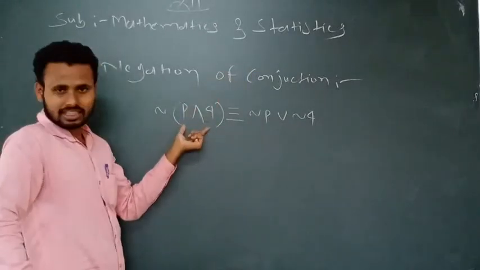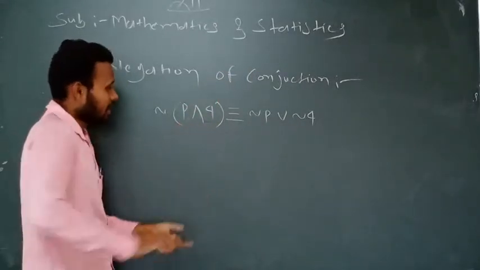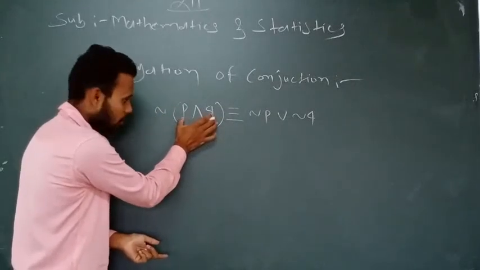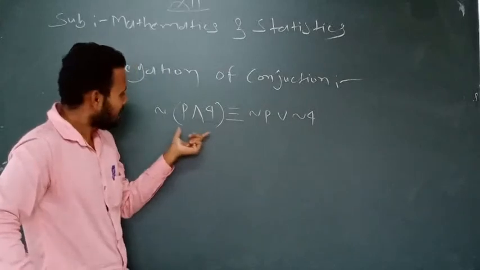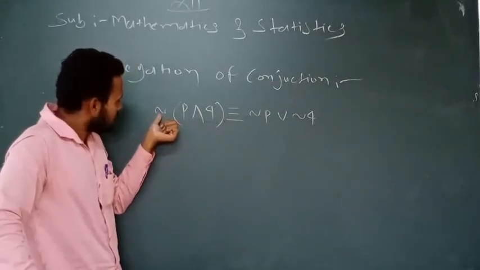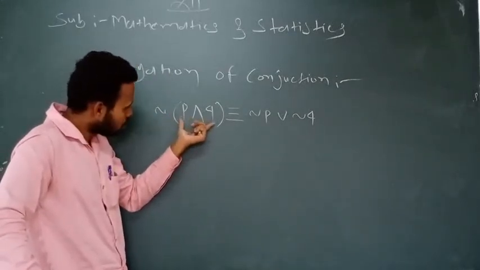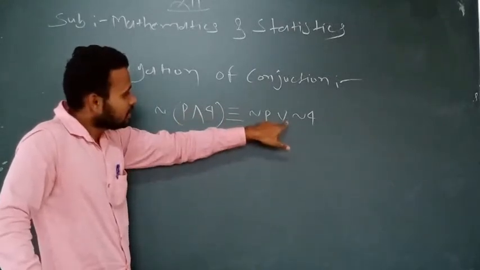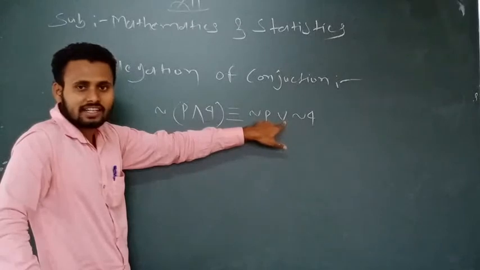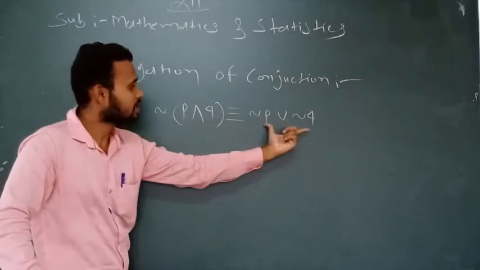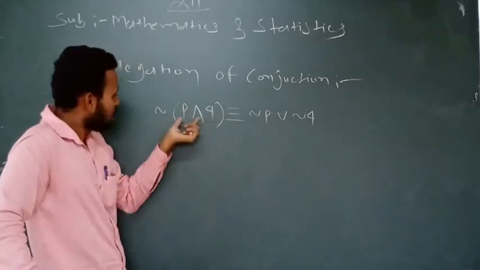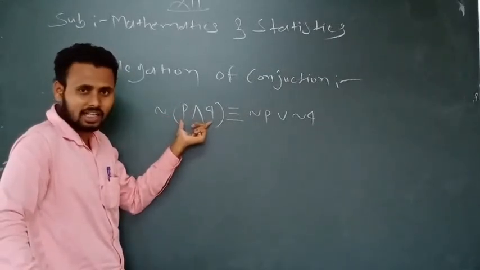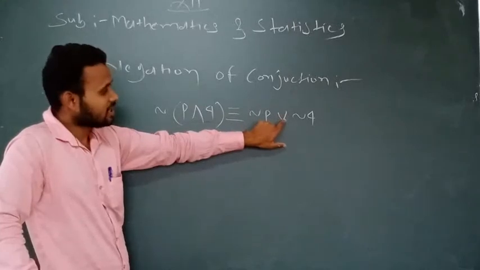Now in the LHS, it is the negation of the conjunction of two simple statements. It means that the negation of a conjunction of two simple statements is the same as the disjunction of their negations.